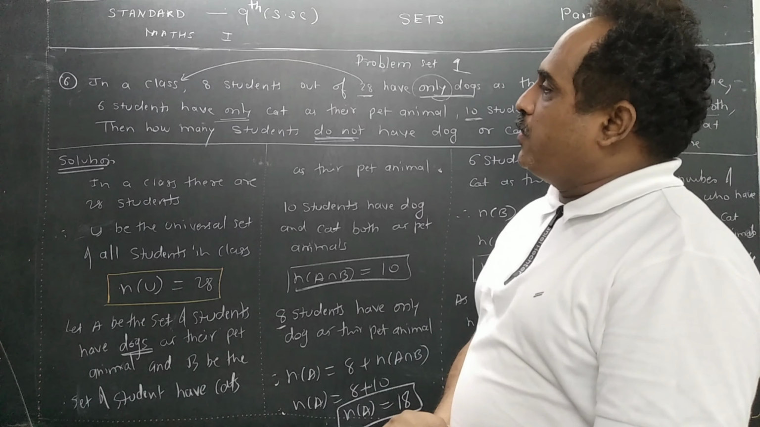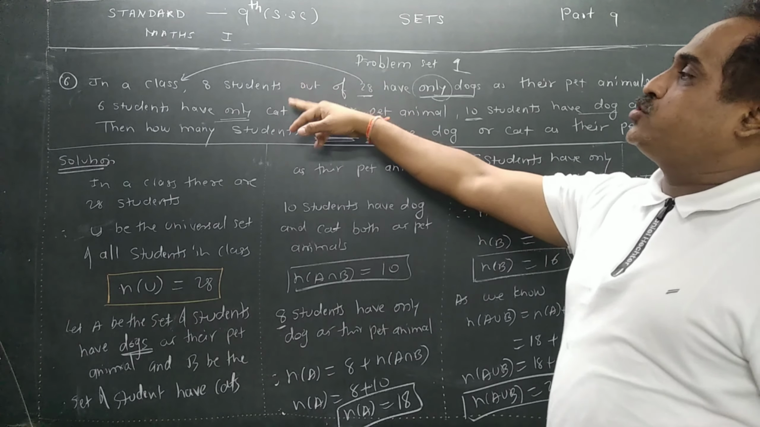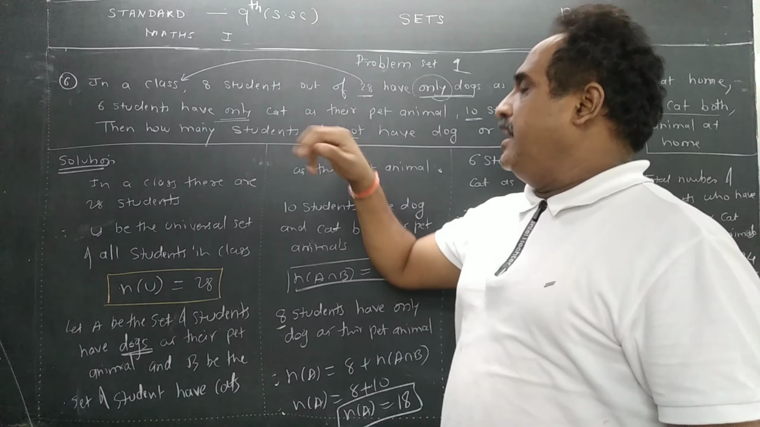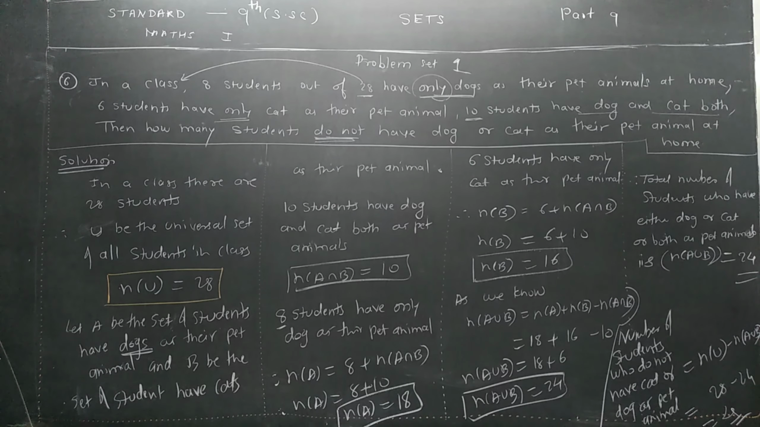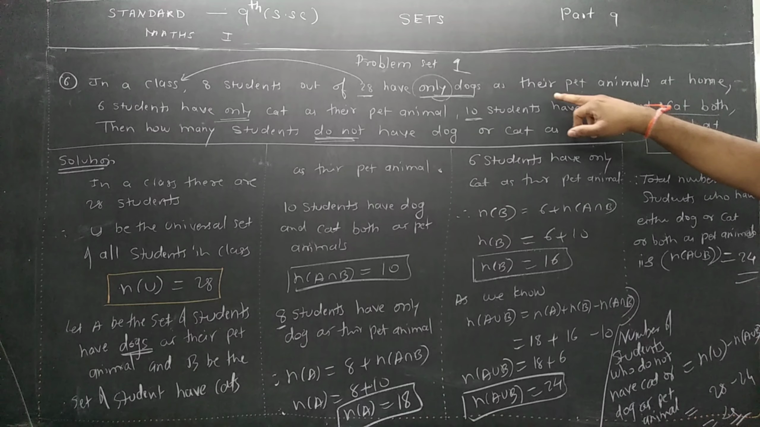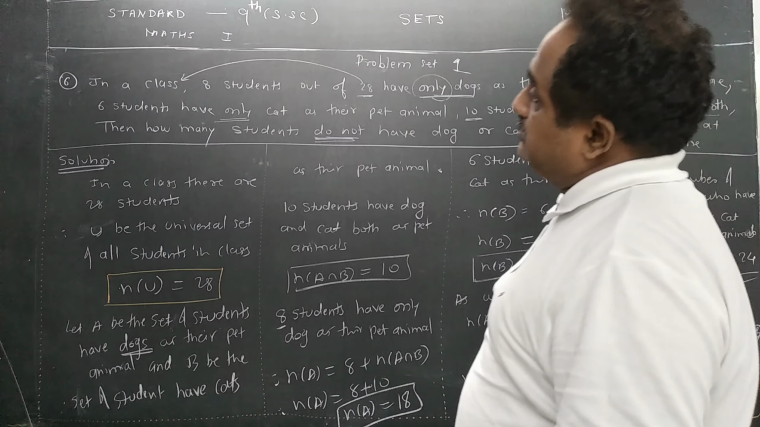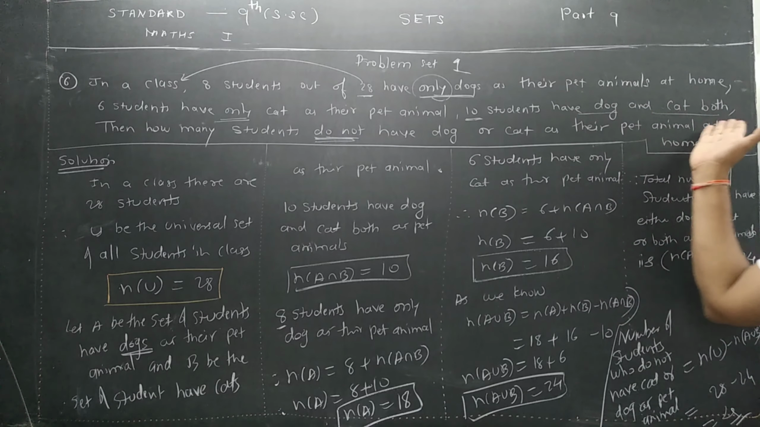See the question that they have given to you. In a class, 8 students out of 28. I came to know how many students are there in the class? 28. But 8 students have only dog as a pet animal. Only dog means cat is not allowed as their pet animal at home. 6 students have only cat. So only cat, not a dog. But 10 students have dog and cat.